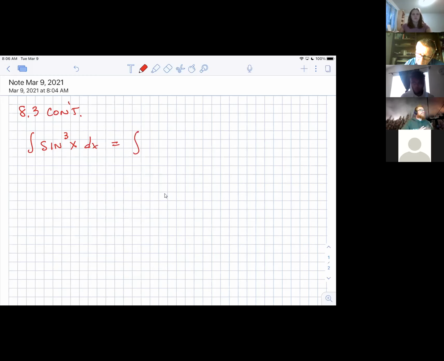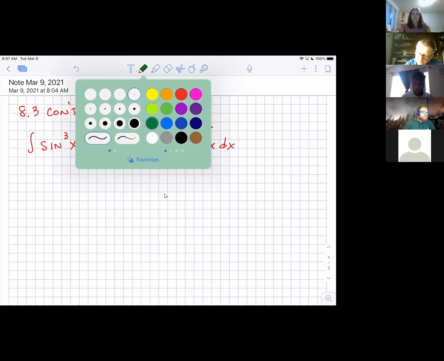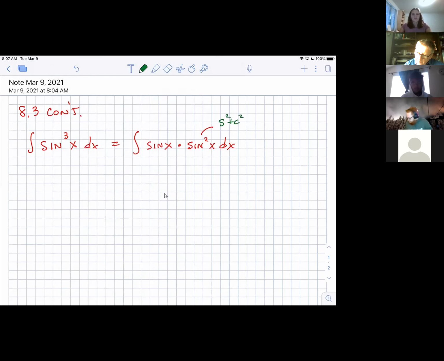This creative idea: what if you split it into sine, as proposed, and then the sine squared, but rather than substituting and letting u be sine of x or something of that nature, isn't it true that sine squared plus cosine squared is equal to 1? Does it make sense that I could then replace that sine squared of x by subtracting cosine to the other side? I'd have 1 minus cosine squared of x.